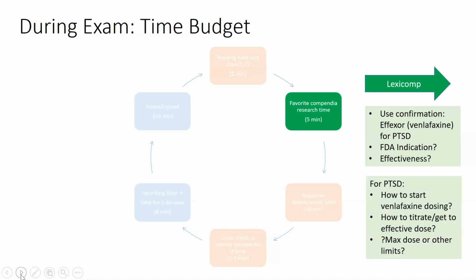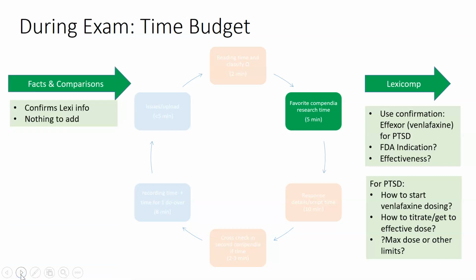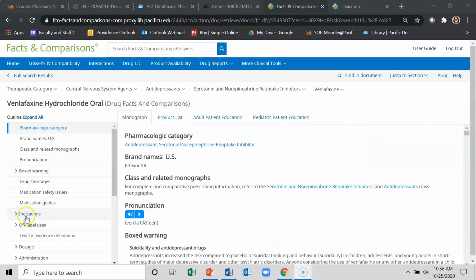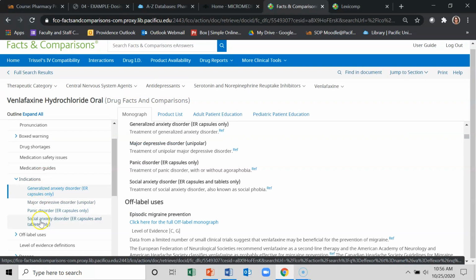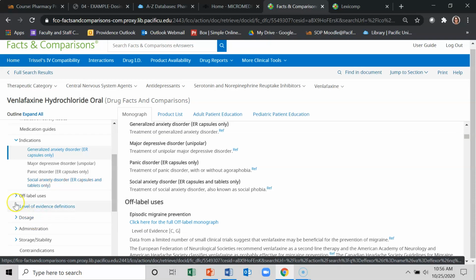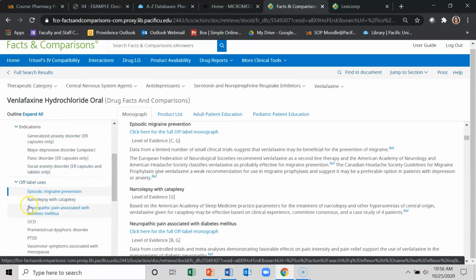These were our other things that we thought about, obviously related to the dosing. We'll see when we look in Facts and Comparisons that there's really nothing additional to add over what we found in LexiComp. So in Facts and Comparisons, I would come here to indications. They have them broken up by FDA and then below it off-label. So again, if I was fresh at this search and hadn't just looked in LexiComp, I'm not seeing my PTSD here, so I would proceed on to off-label.